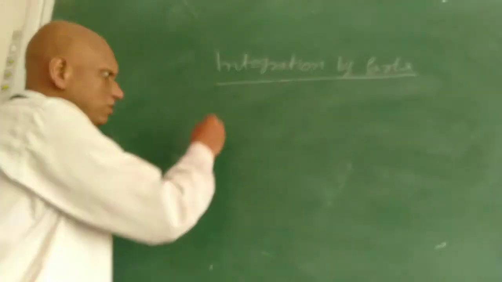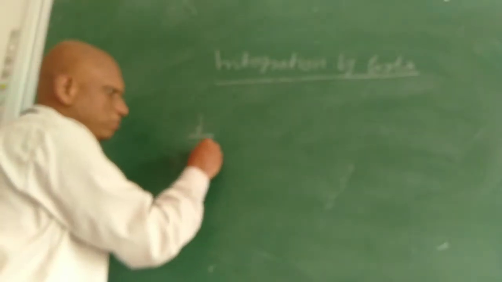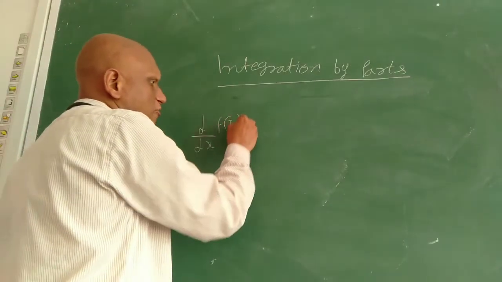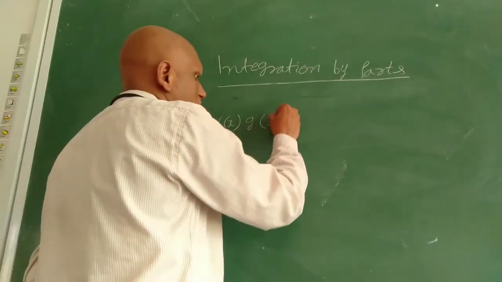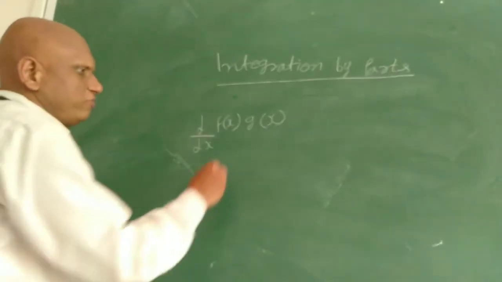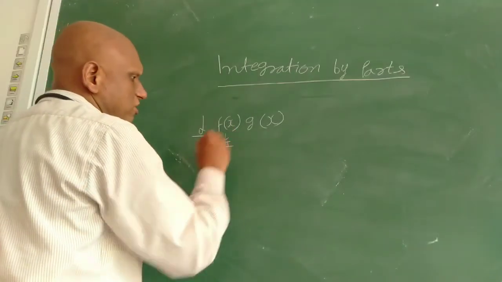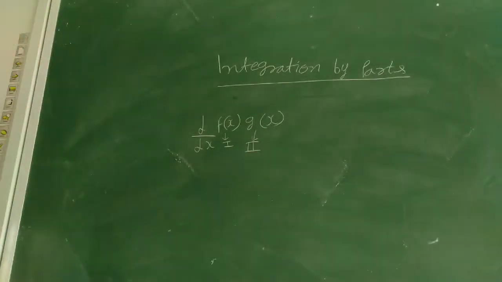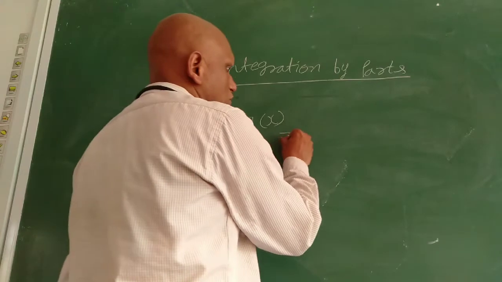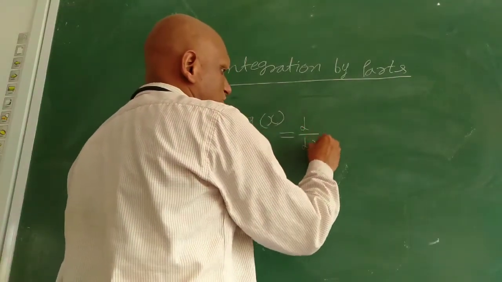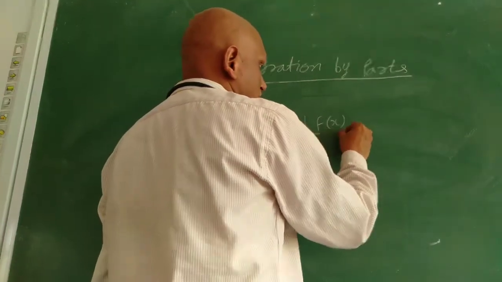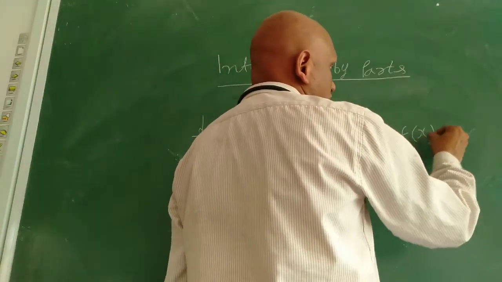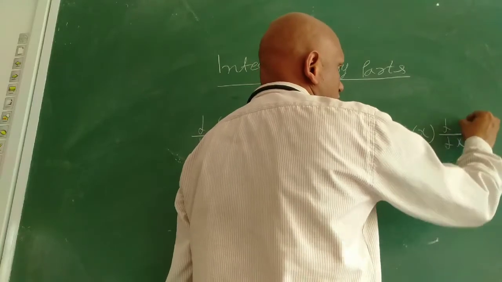In differentiation, we have seen the derivative of a product of two functions, f of x and g of x. In this product of two functions, we can take this one as the first function and this one as the second function. Then what is the rule? The rule is: differentiate the first function, second function as it is, plus first function as it is, differentiate the second function.